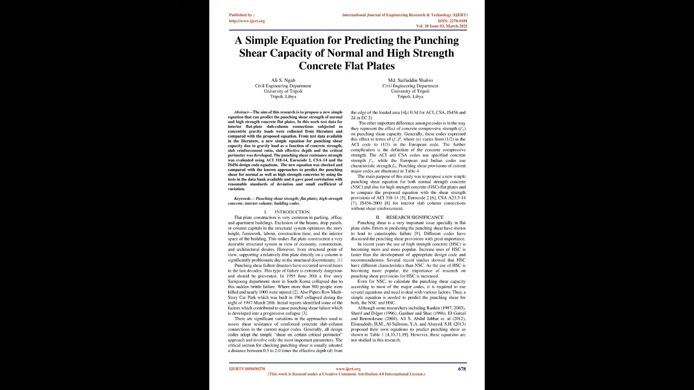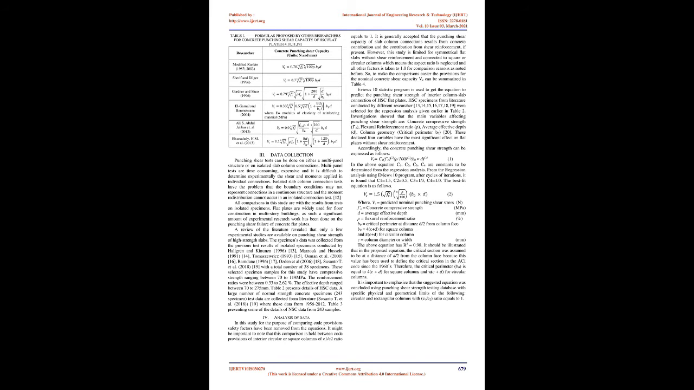Generally, all design codes adopt the simple shear on certain critical perimeter approach and involve only the most important parameters. The critical section for checking punching shear is usually situated a distance between 0.5 to 2.0 times the effective depth, d, from the edge of the loaded area: 0.5d for ACI, CSA, IS 456 and 2d in EC2.